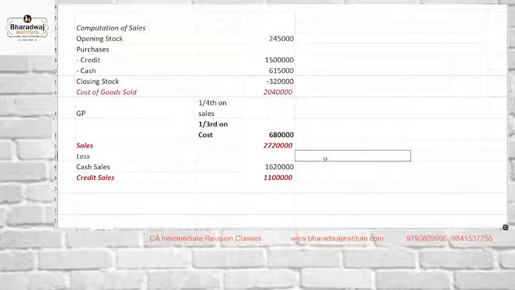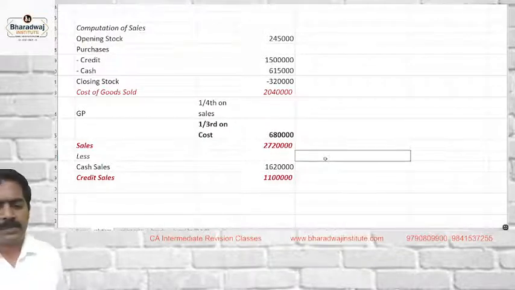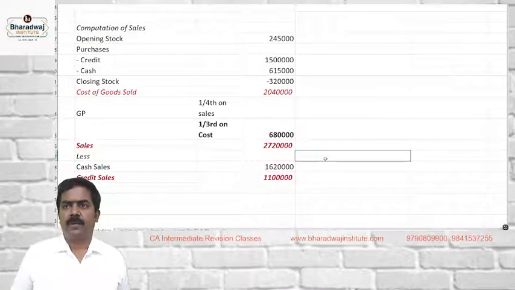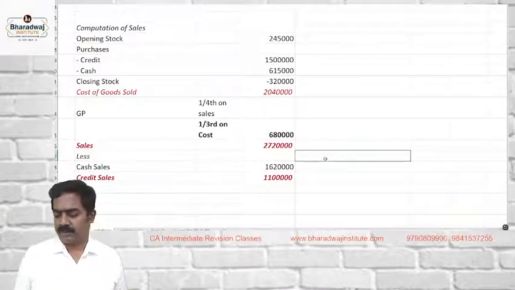Opening stock plus purchases minus closing stock gives us cost of goods sold. Gross profit 1/4 on sales, 1/3 on cost. We get sales minus cash sales gives us which one? Credit sales. Then prepare the debtors account next.